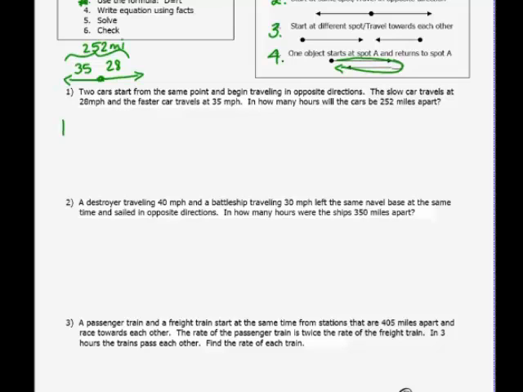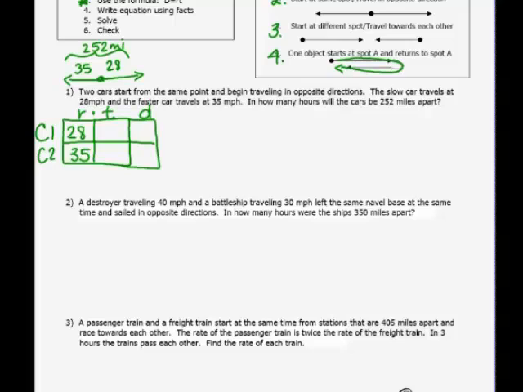I'm going to set up a table, and in my table I'm going to use rate times time equals distance. So car 1 travels at a rate of 28 miles per hour. Car 2 travels at a rate of 35 miles per hour. The time we don't know. In how many hours? So I'm going to use x for my time for both of them, and the distance traveled here is what the formula would say.